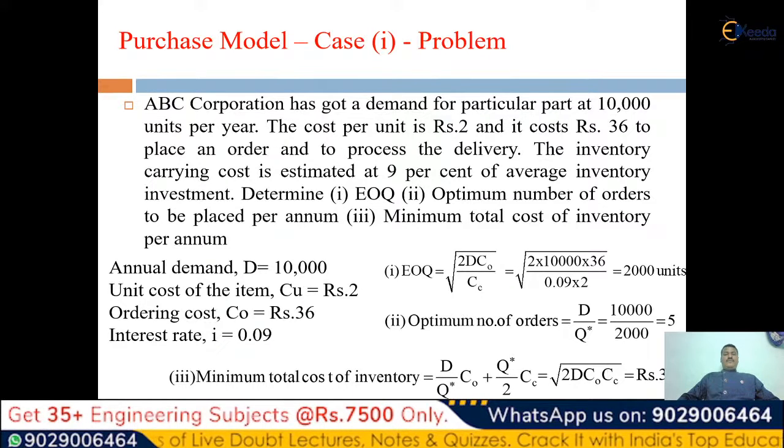Now to find that, we take the values which have been given: annual demand, which is 10,000, unit cost of the item, which is 2 rupees, ordering cost, which is CO, 36 rupees, and the interest rate, which is 0.09. Based upon that, we find that the EOQ, or the economic order quantity, comes to around 2000 units.